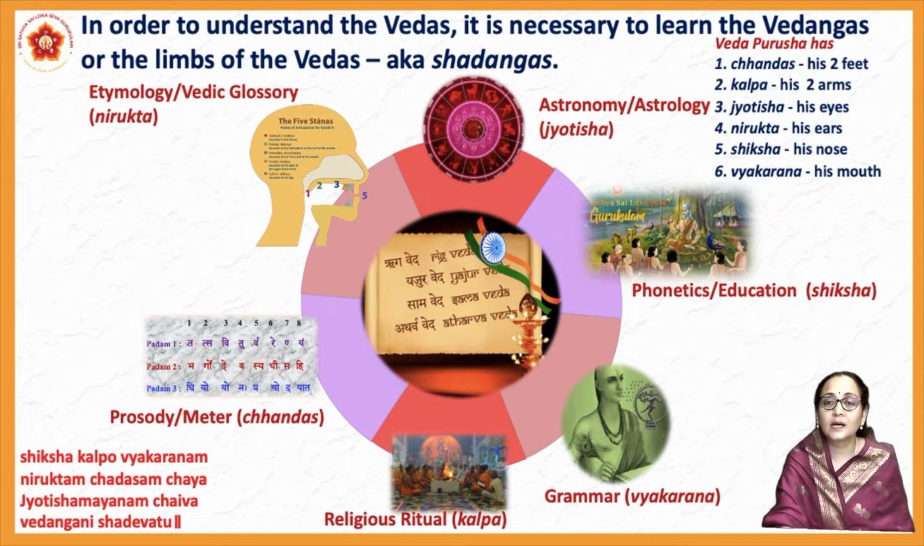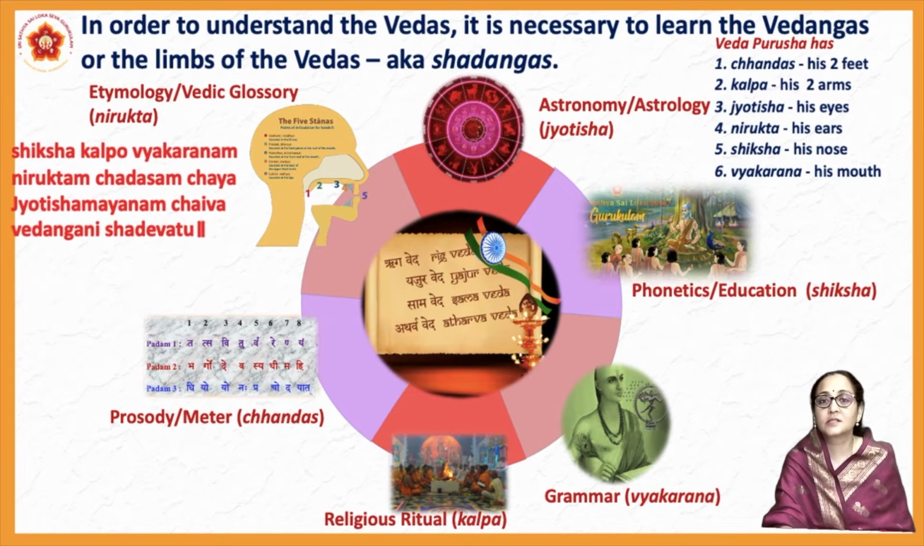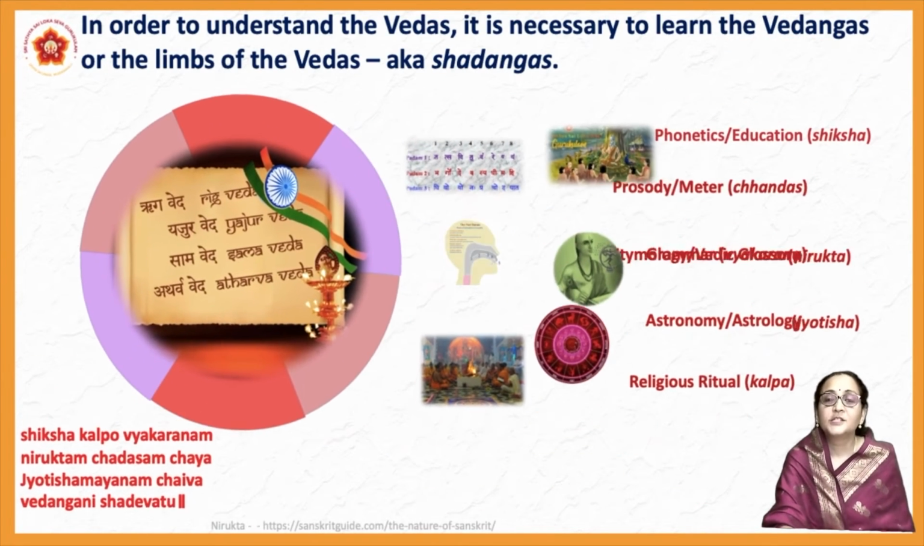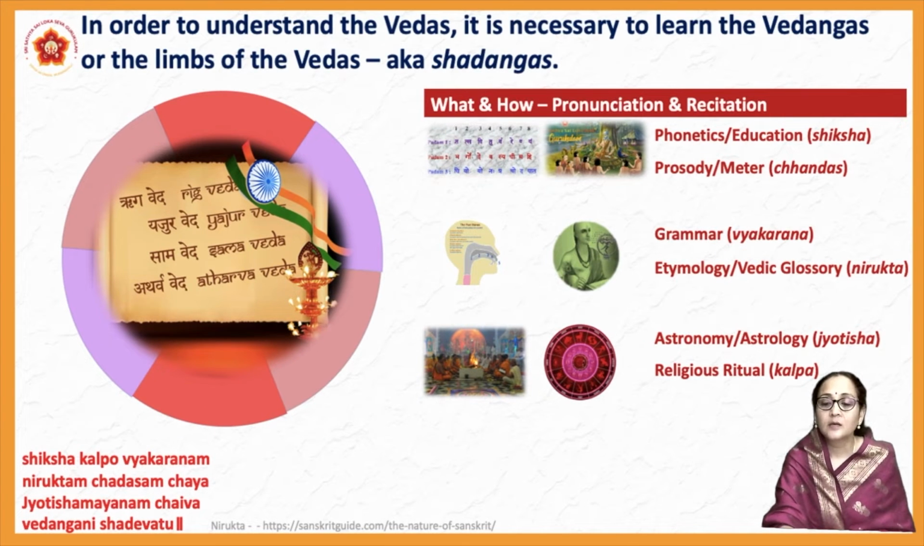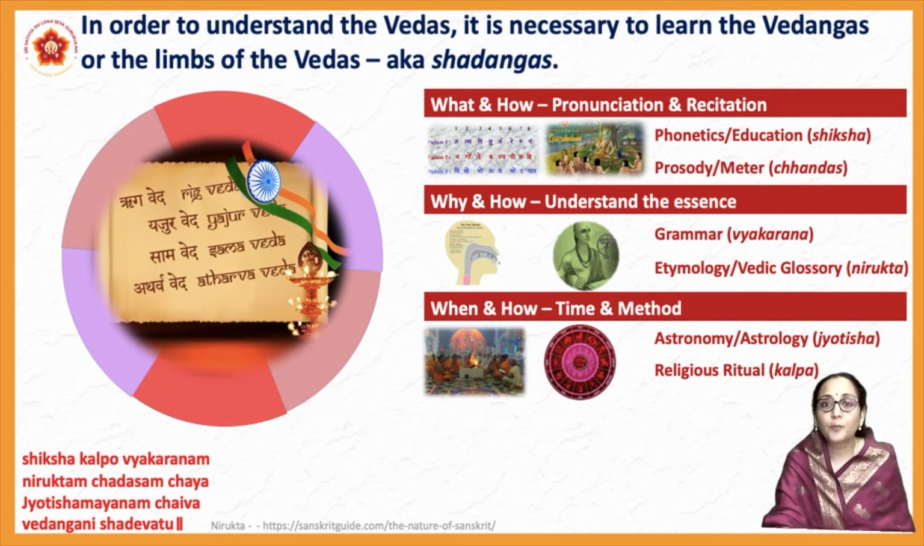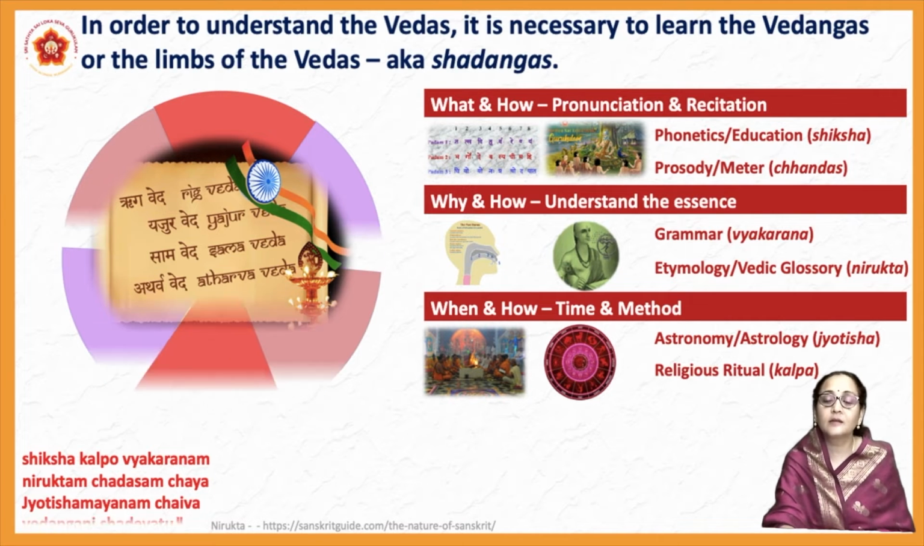Now there is this mantra which helps us to remember these 6 limbs, the Shadangas. Shiksha Kalpo Vyakaranam, Niruktam Chandasam Chaya, Jyotisha Mayanam Chaiva, Vedangani Shad Evatu. Shiksha and Chandas aid in pronouncing and reciting Vedic mantras correctly. Vyakarana and Nirukta are for understanding their meaning. And Jyotisha and Kalpa provide appropriate times and methods for performing the Vedic sacrificial rites and rituals.